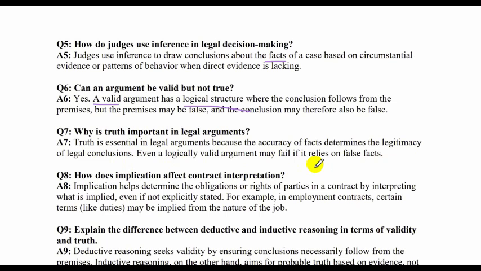So both are important. The truth, that is the content of the premises, and the conclusion will be false, of course, if the premises are false. But the truth value of the content has to be there. Then the argument will also become valid. But the argument will fail if it relies on false facts, that is, the premises are untrue.